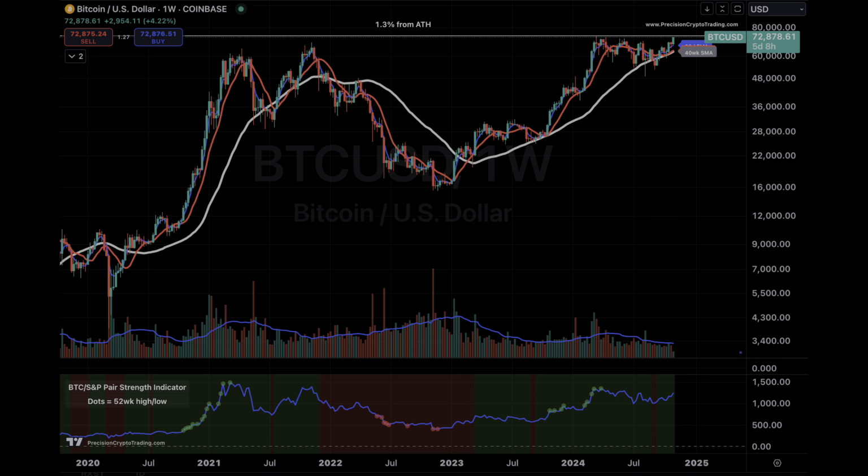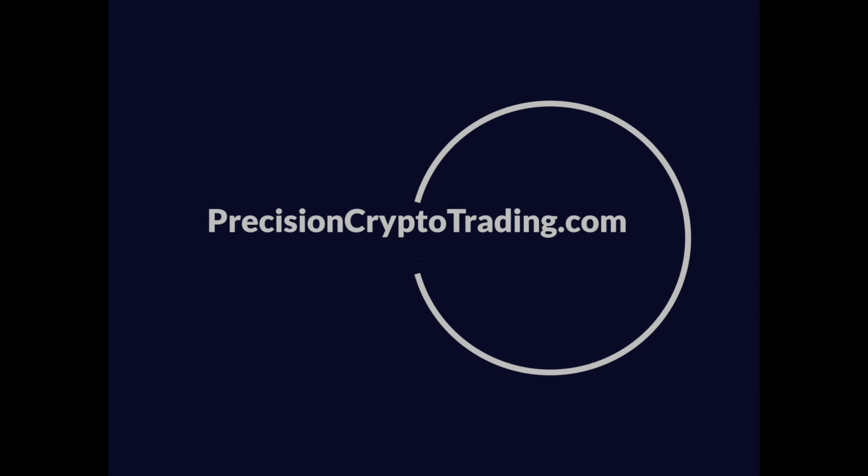So here we are once again with Bitcoin showing the classic signs of triple confirmation. We see the trend. The moving average is consolidating and turning up with the price above. We see the Bitcoin S&P pair strength on green turning up, nearing 52-week highs. We see the classic signs of a stage two move as Bitcoin appears to complete its cup and handle. We continue to look for triple confirmation, but we know we may be entering another season.